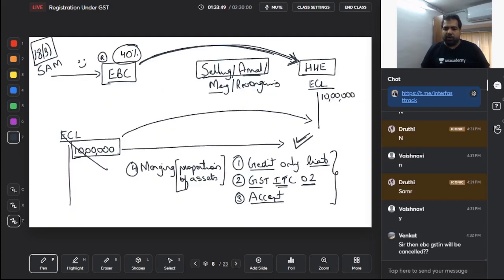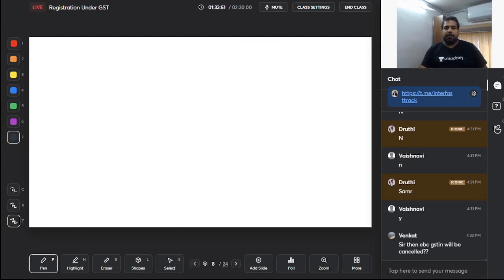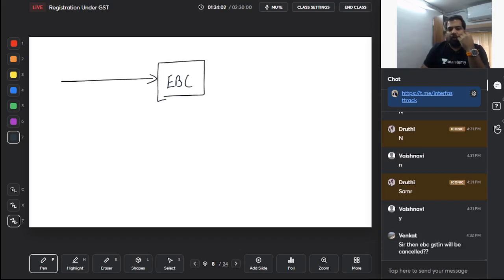We are almost at the fag end, guys. Watch out very carefully. This could be a good question in your exam. EBC has bought a tempo for 10 lakh rupees. On that, they have paid 1 lakh 80 as GST. This tempo will be used for business purposes. They have an invoice, everything fulfilled.